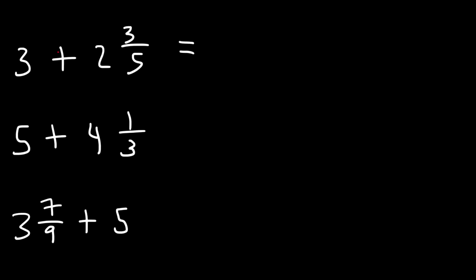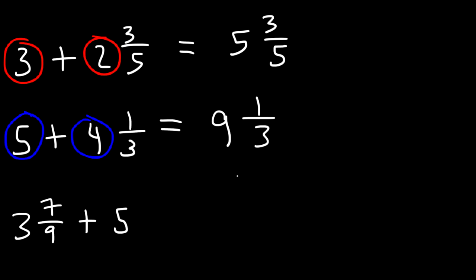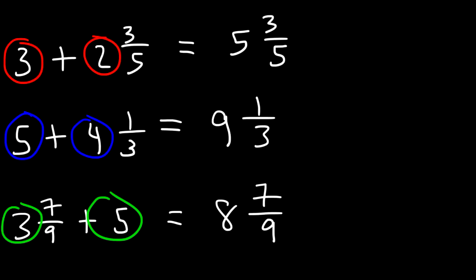So all you need to do is add 3 and 2. 3 plus 2 is 5, so this is going to be 5 and 3/5. In this one, we're going to add 5 and 4. So 5 plus 4 is 9. So this is 9 and 1/3. And then for the last example, we're going to add 3 and 5. 3 plus 5 is 8, so this is going to be 8 and 7/9.